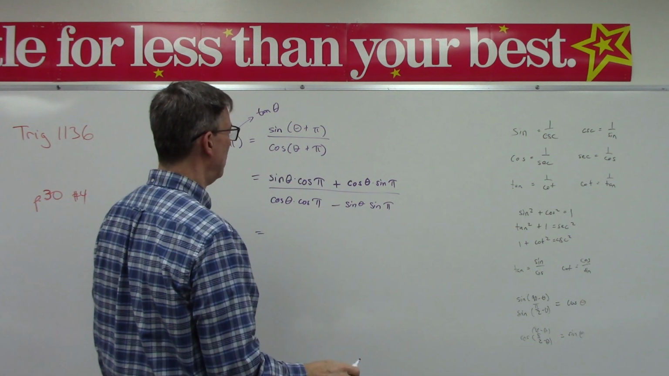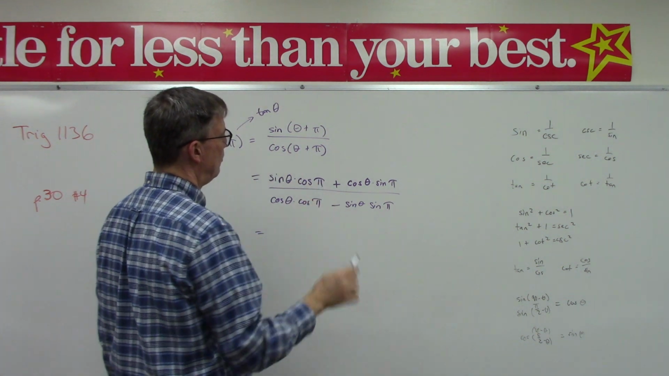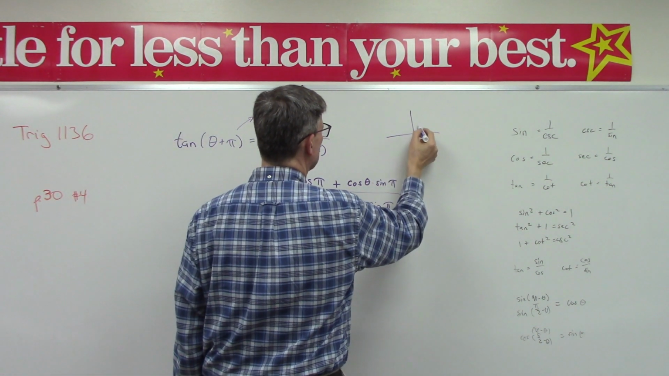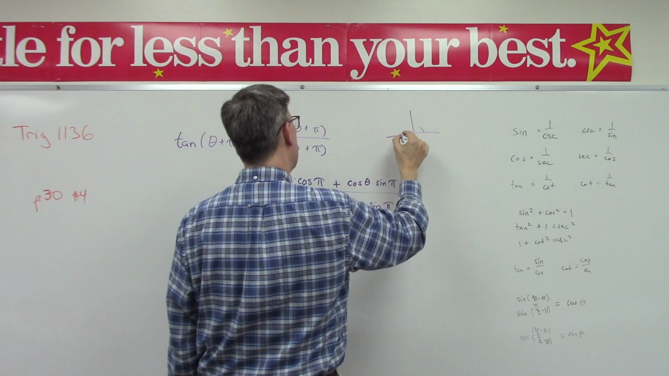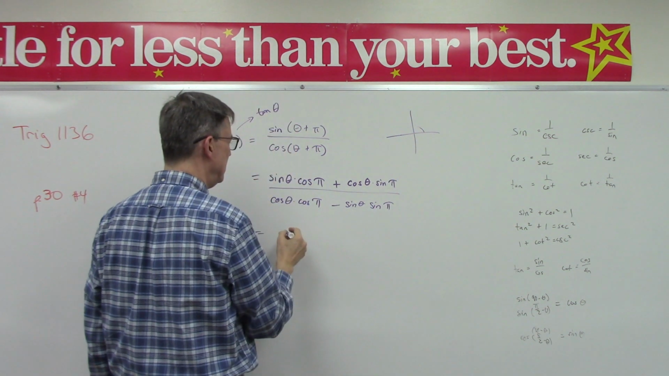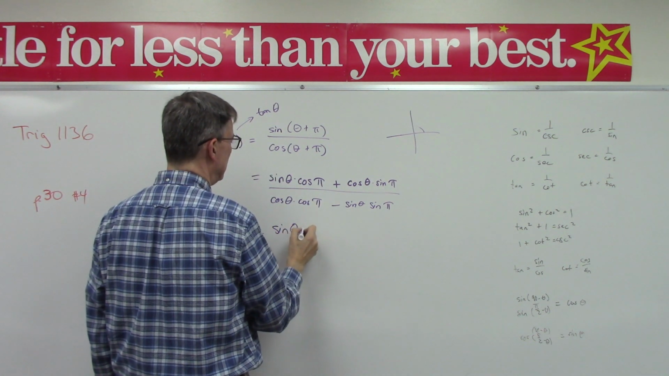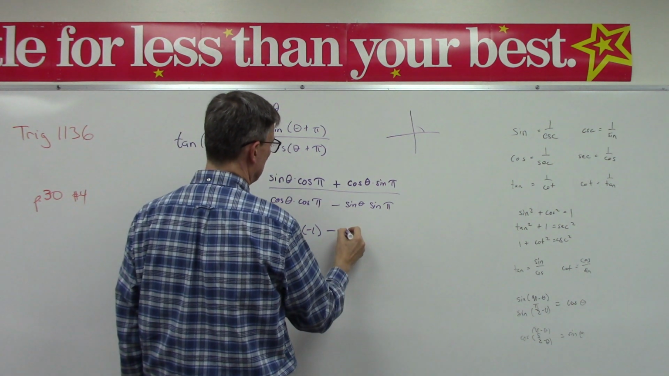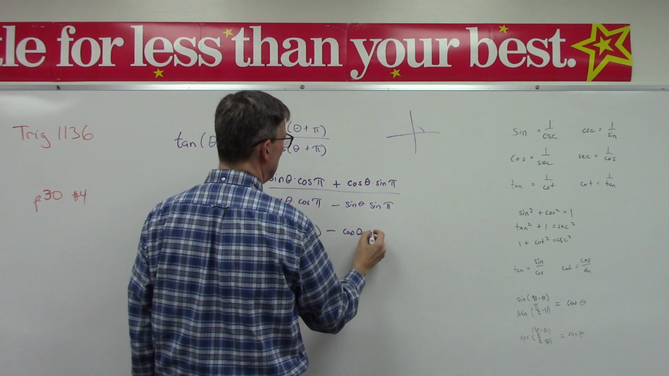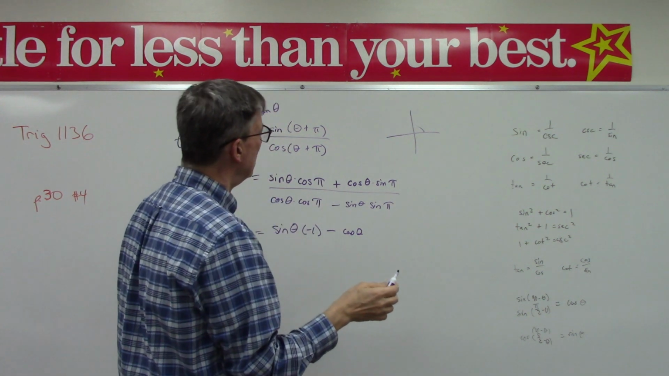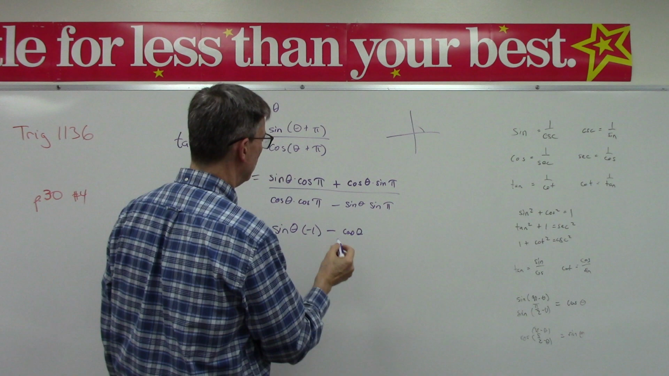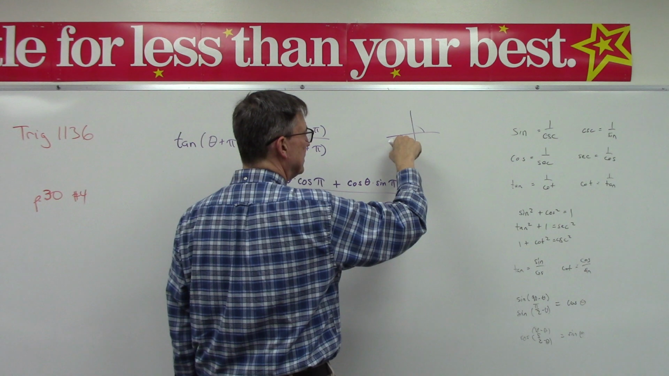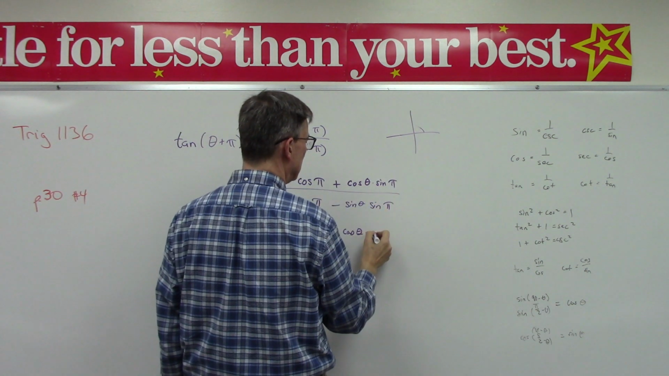All right, now what is the cosine of pi? Remember, that's 180 degrees, so that's over here. So the cosine, adjacent over hypotenuse, is going to be -1. So we have sine theta times -1 minus cosine theta, and then the sine of, whoops, I need to make that into a theta. The sine of 180 would be the opposite over the hypotenuse, which makes that 0.